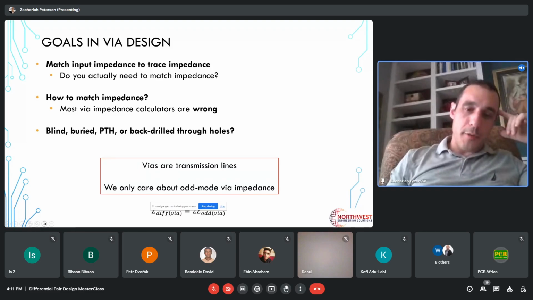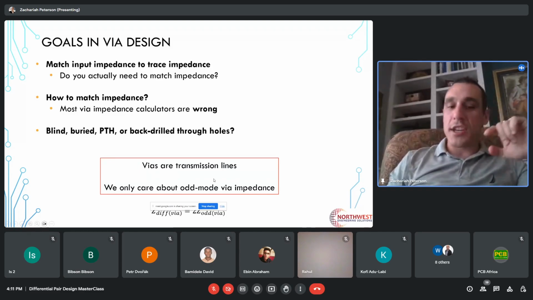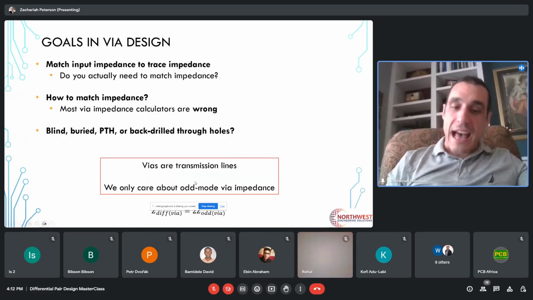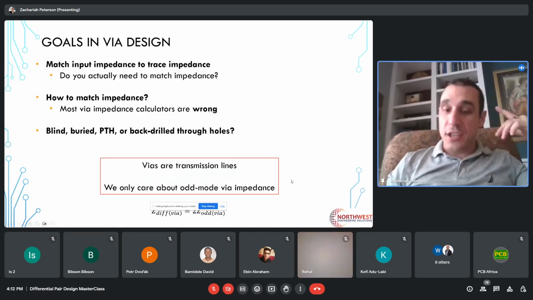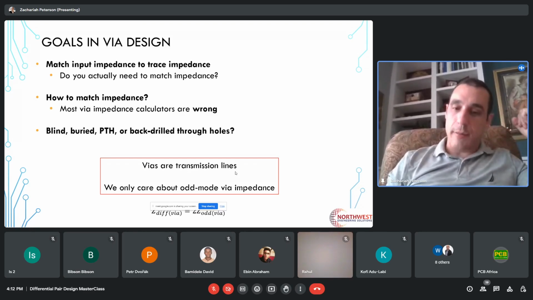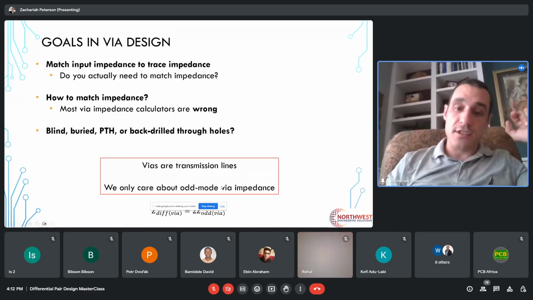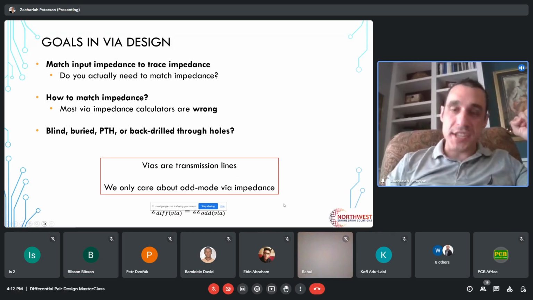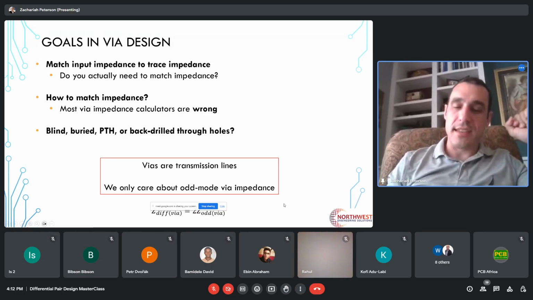But the important takeaway here is that vias are actually treated just like transmission lines. And just like transmission lines, vias have an odd mode impedance and a differential impedance. So just like we only care about the odd mode impedance of the trace, we also only care about the odd mode impedance of the via. So we're matching the odd mode via impedance to the odd mode trace impedance that is connected to it. And that's what we're trying to match. That's our design goal.